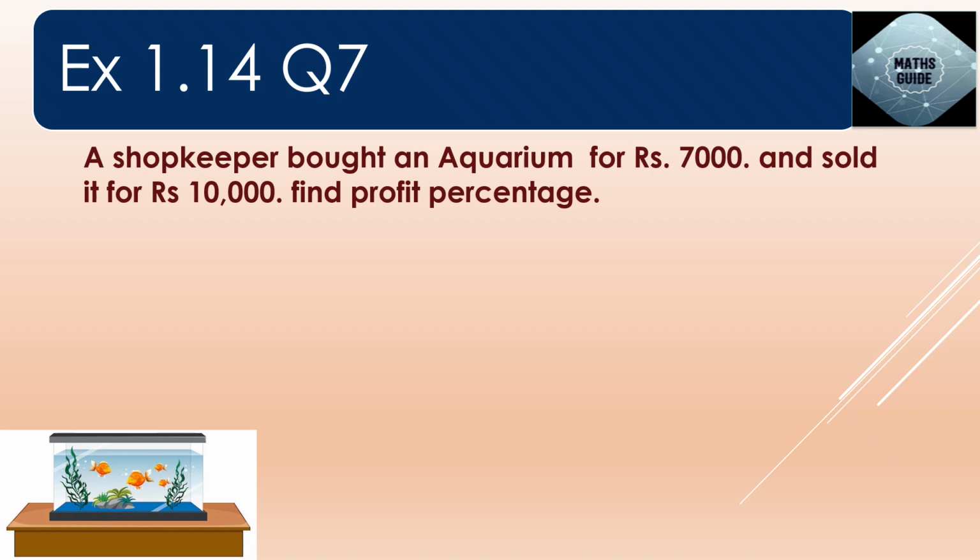Now exercise 1.14, question number 7. A shopkeeper bought an aquarium for rupees 7,000 and sold it for rupees 10,000. It means 7,000 is the cost price because it has been sold for rupees 10,000 later. So 10,000 is the selling price. Find the profit percentage. Here we have been given the cost price and the selling price, and we can easily conclude whether it is a profit or loss. So here we have a profit again.